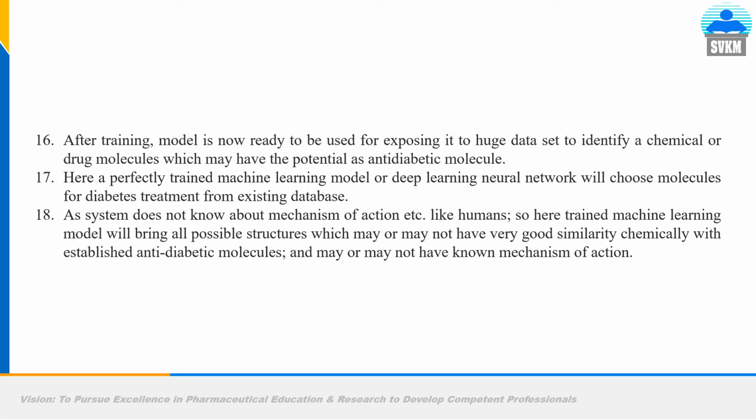A system does not know about mechanism of action etc. like humans. So here the trained machine learning model will bring all possible structures without any ambiguity, without any bias which may be there if we are going through human inputs, which may or may not have very good chemical similarity with established antidiabetic molecules and may or may not have known mechanism of action. With this, we have summarized the general steps for developing a machine learning model.